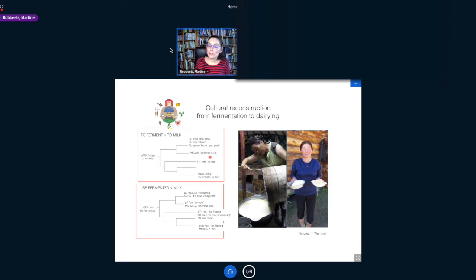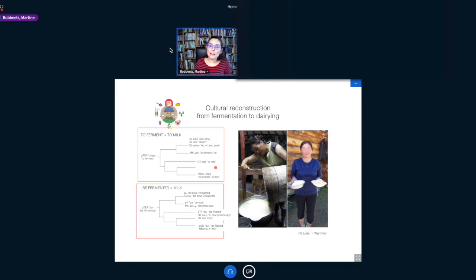On the eastern steppe, in Turkic and Mongolic, these languages came to mean to milk. So in written Mongolian, for instance, you have sara, that is first to ferment, but has also developed a meaning to milk. And in Old Turkic, you have also sak, which means to milk.